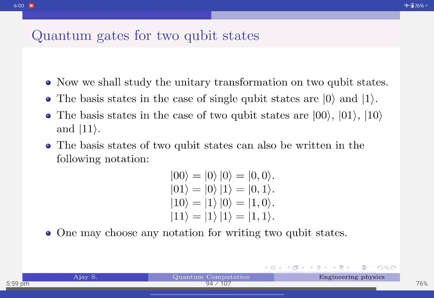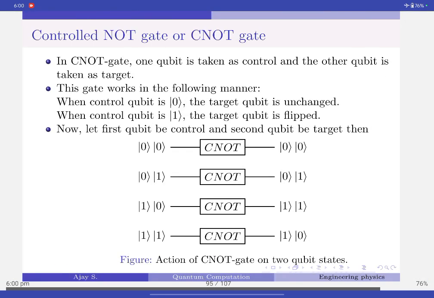The basis states of 2 qubit states can also be written using the following notation. So you either write it separately or combine them or separate them by a comma. It depends on the convenience of the person. One may choose any notation for writing 2-qubit states.